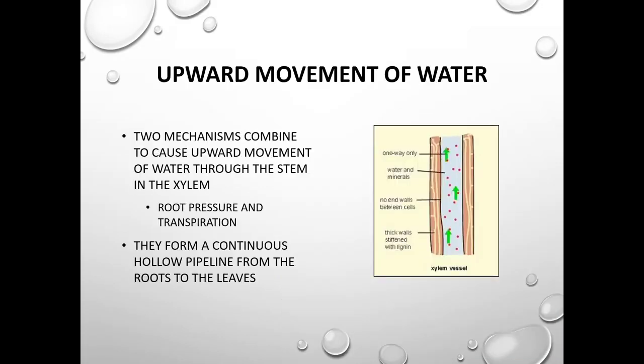So there's two mechanisms that combine to move water through the stem in the xylem. One is root pressure that we just talked about, and the other is transpiration. They form a continuous hollow pipeline from the roots to the leaves.